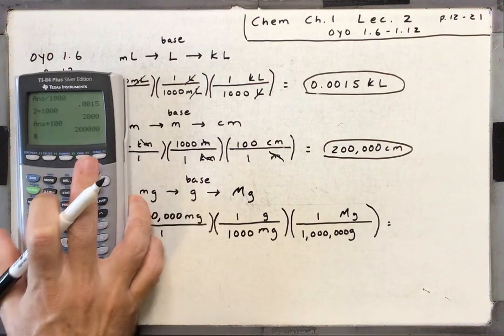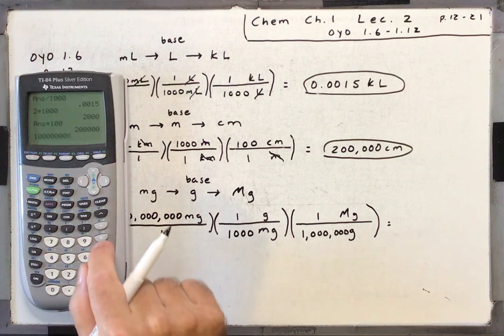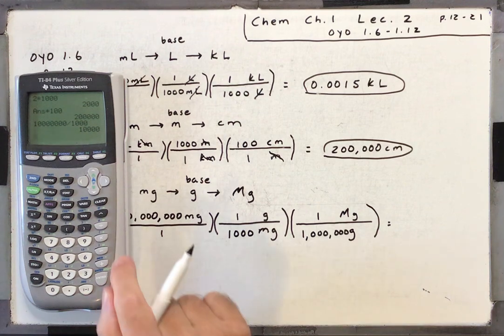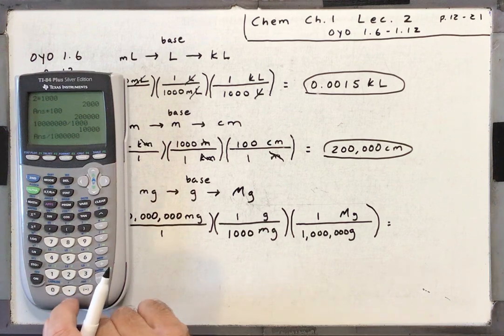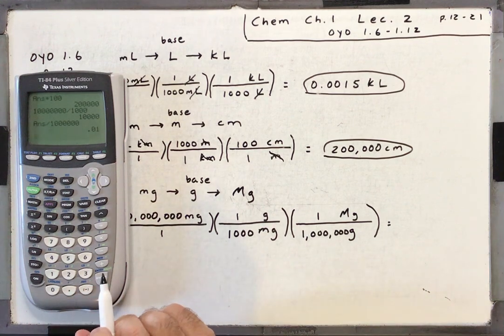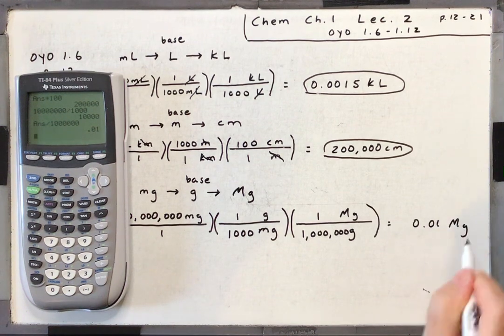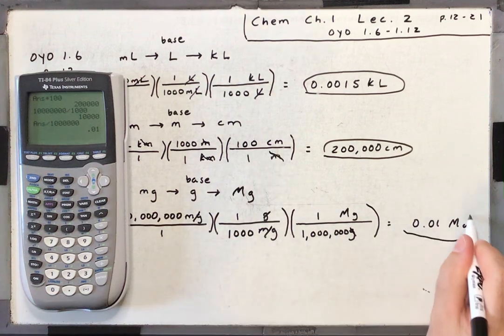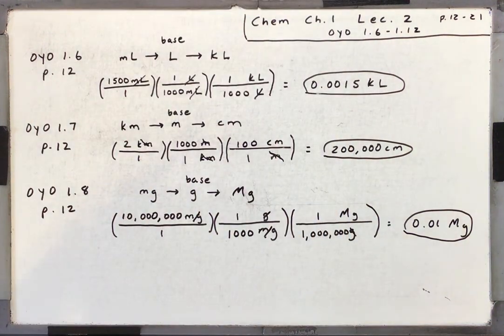Okay, so in your calculator, you're going to start with 10 million. Divide that by 1,000. Just for safety, I then hit enter. And then divide that number by 1,000,000. Hit enter. And you'll get 0.01. And don't mess up the unit. You're in megagrams because grams canceled, milligrams canceled. All right. So great. So that's how to do a multi-step unit conversion.